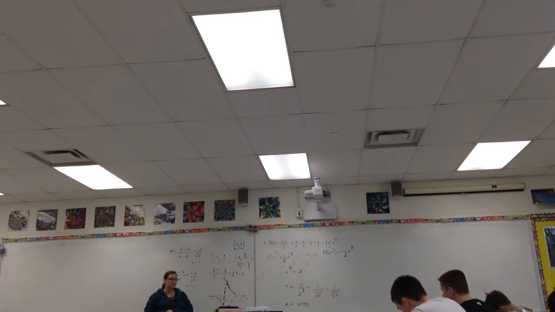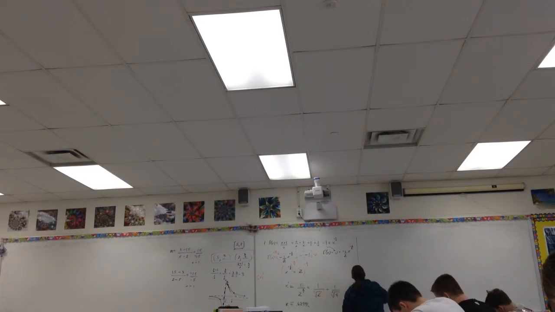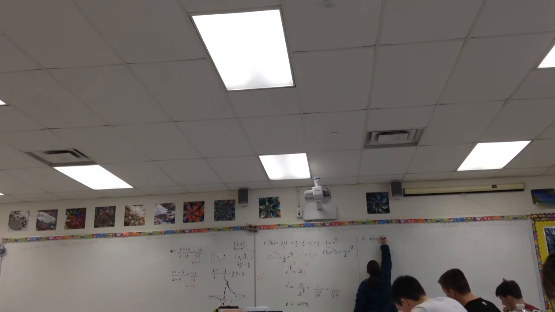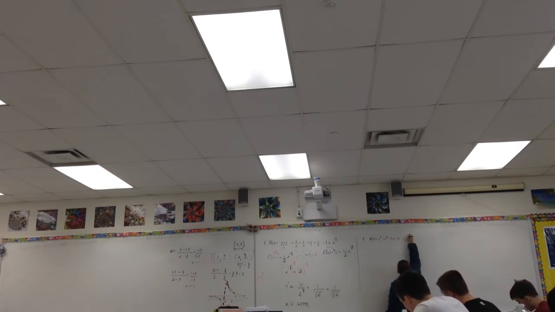Would you like to either look at 2 and 3, or are we going to the book stuff? 2? Yeah. Okay, can you tell me what 2 is? The equation, g of x is equal to x to the third minus x squared minus 5x minus 2. Okay, and then what's the interval? Negative 1 to 3.